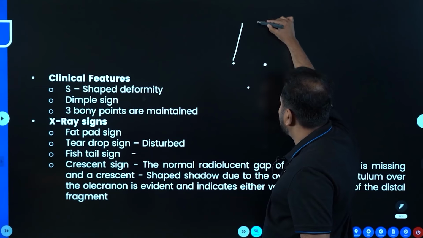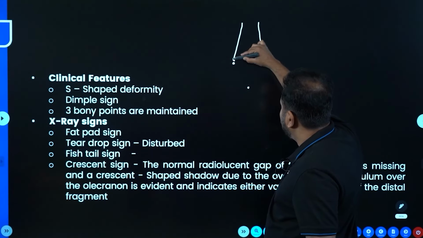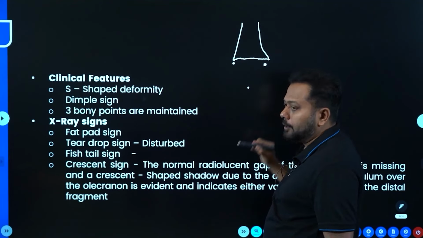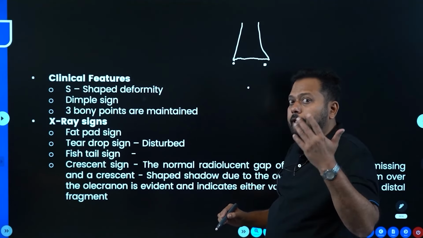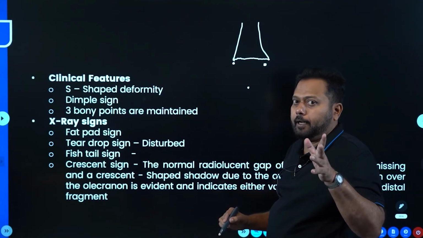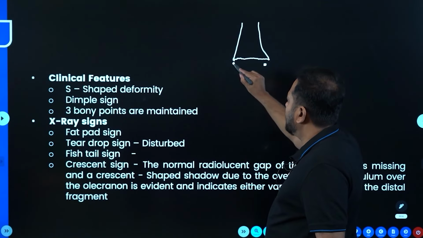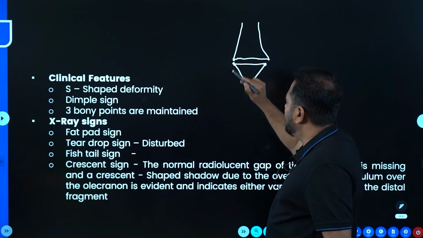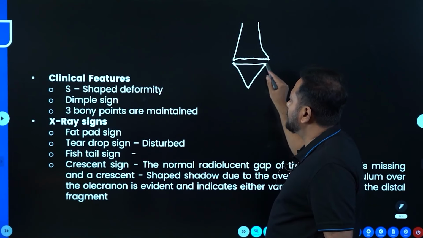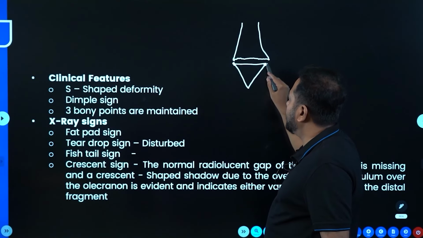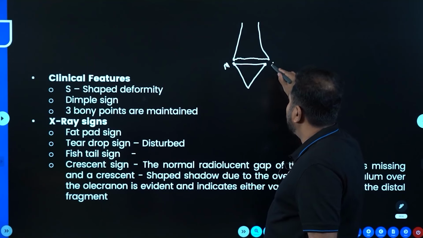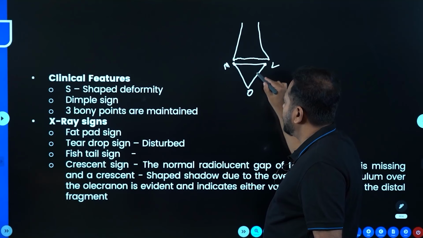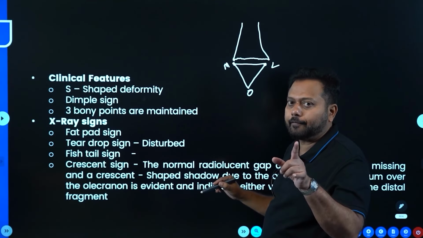Just see, this is the humerus. The fracture is above these condyles. The fracture line runs above the condyle. That's why it's called supracondylar. When you flex the elbow, it forms an inverted isosceles triangle like this: medial epicondyle, lateral epicondyle, olecranon. This triangle is well maintained if it's a supracondylar fracture.